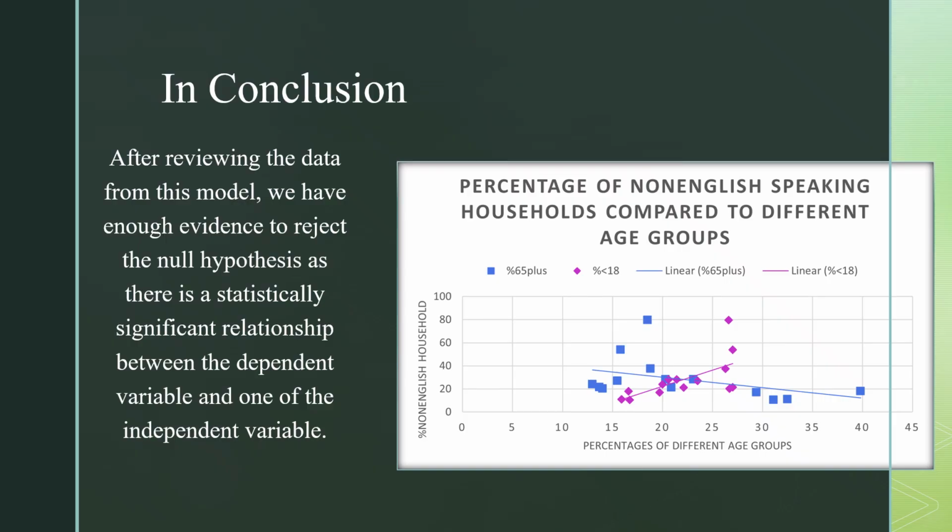In conclusion, the data from this model shows that we have enough evidence to reject the null hypothesis, as there is a statistically significant relationship between the dependent variable of this group and one of its independent variables, as seen by the scatter plot to the side. We can see from the pink purple linear trend line of the percentage of people under 18 that there is an increase of people under 18 as well as an increase in the percentage of households that don't speak English.